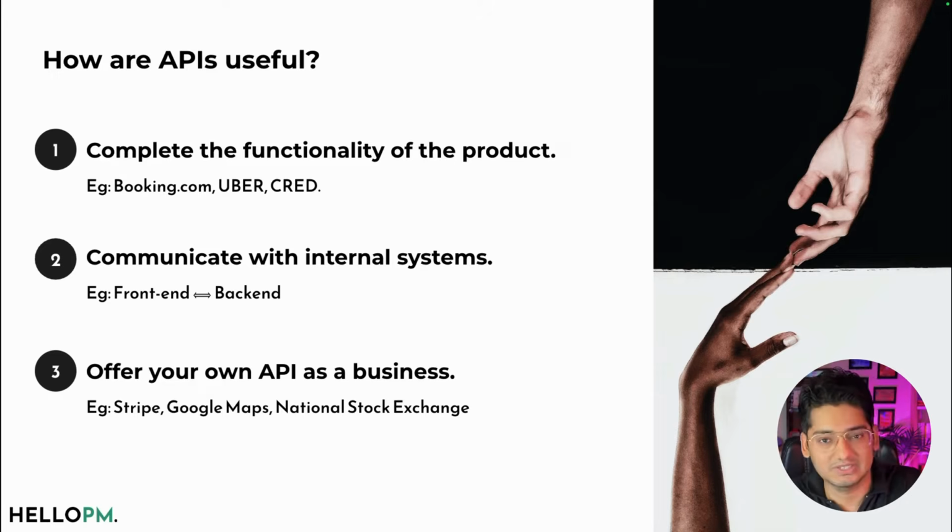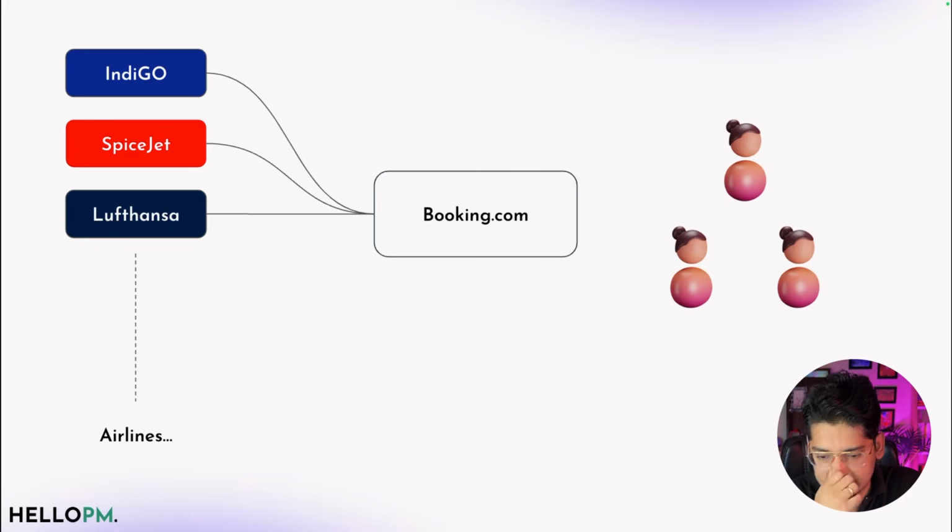Okay, so three use cases of APIs. First, it makes sure that the complete functionality of the product is there. Then it makes sure that various systems within your product, such as backend, frontend, and the database, are able to talk with each other. And third, you can also offer your business altogether as an API, so that you can have some kind of business model based on it.